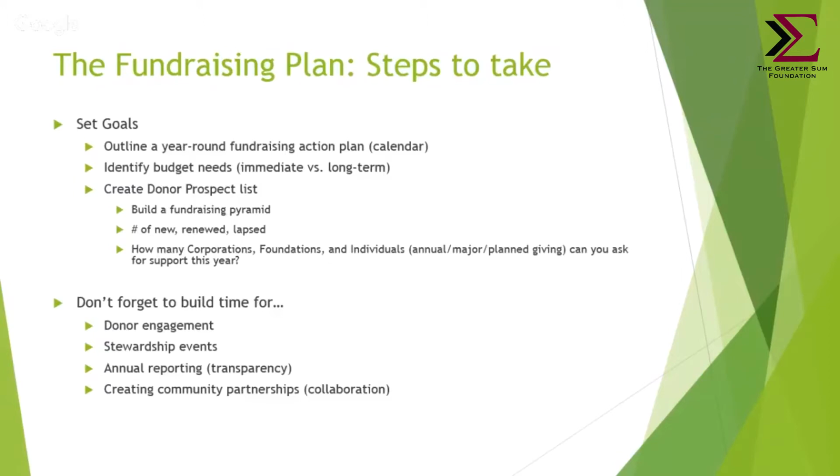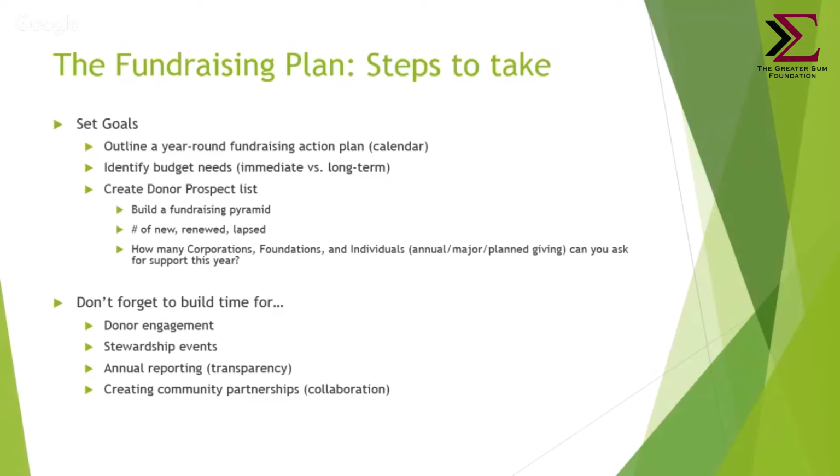If you're going to invite somebody to give $100 and you're going to invite like 10 people to do that, great. You need to calendar that out to make sure that you build time for those individual asks. If you're asking for $10,000 from 5 individuals, again, you need to build that into your timeline. Using a fundraising pyramid, which I'll show you in a minute, is really helpful in thinking about how many individual asks you need to make.